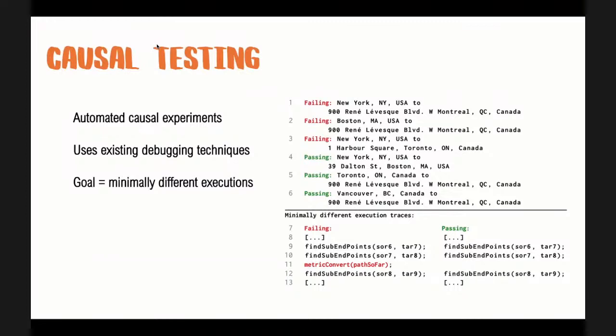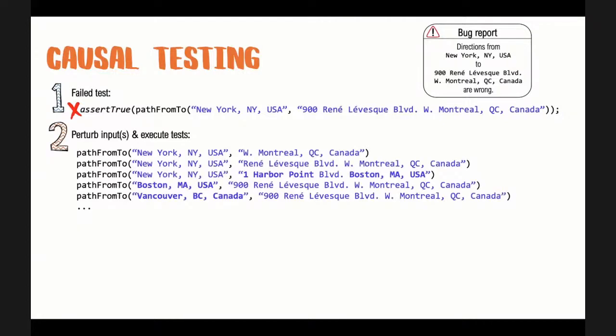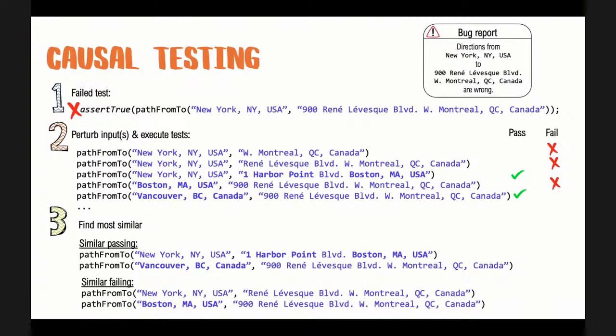Well, let's take a look back at the maps example. Here's our bug, which was found by this failing test. This test has an assertion with a method call and inputs to that method call. The first thing causal testing does is perturb the inputs to the method call and execute these new tests while keeping track of which pass and which fail. Lastly, and most importantly, causal testing determines which of these executions are most similar to the original failing test based on both the input and the execution path.